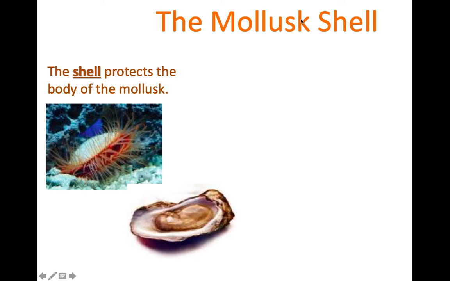Okay, the third structure of the body of a mollusk is a shell. Not all mollusks have shells, like octopi and squids don't, but for the ones that do, the shell acts as protection for the softer part of the mollusk. Like the scallop here or this oyster.